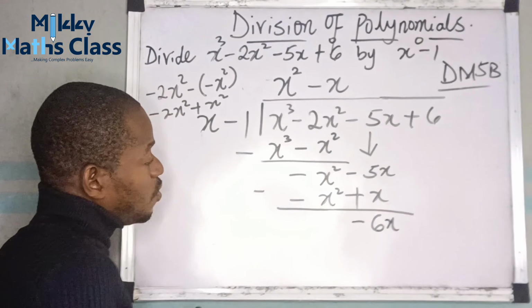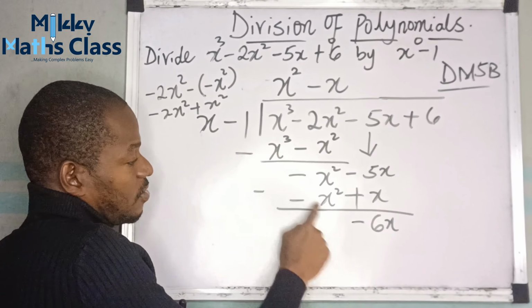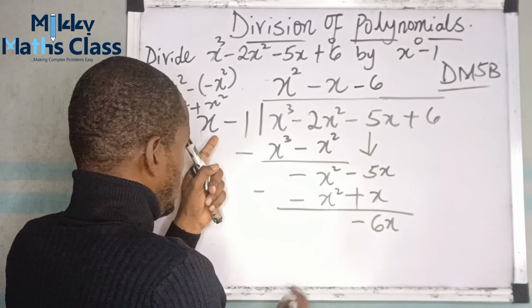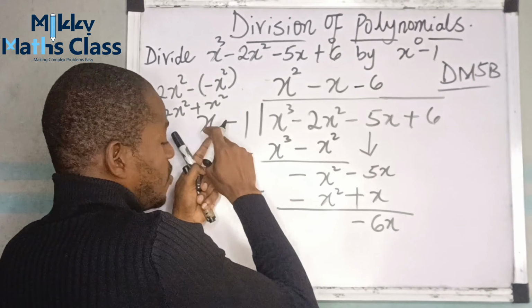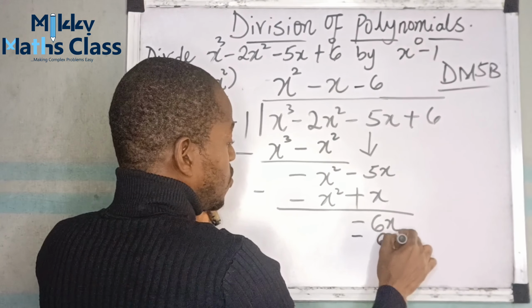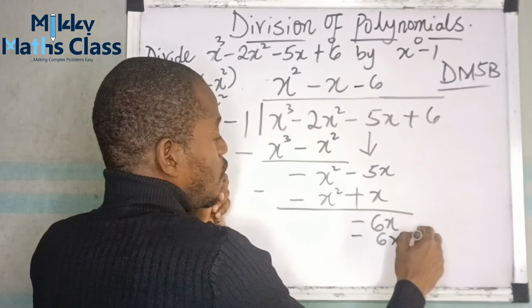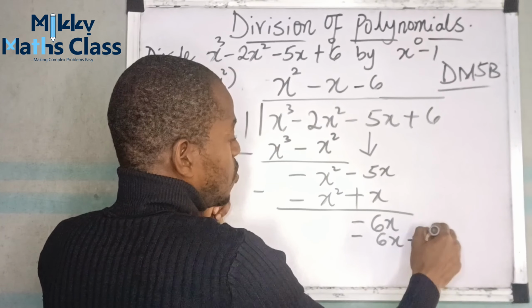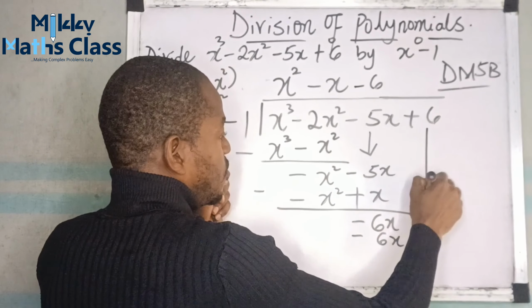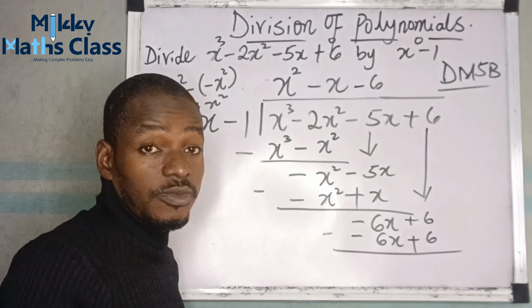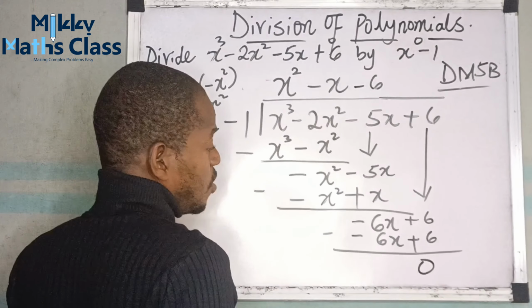Now the next thing again, we divide. x divided into negative 6x will give us negative 6. So we multiply negative 6 times this: negative 6 times x is negative 6x, and negative 6 times negative 1 is positive 6. So bring down our positive 6 here. Then we subtract. When we subtract, everything here will be 0.